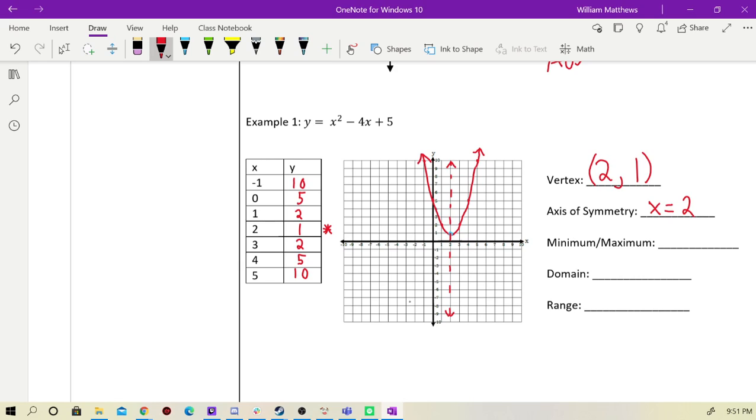Now in this case, we have a choice. We can either state that this is a maximum or a minimum. Since this has a low point, a valley, this is going to be a minimum. It will never get lower than that point, our vertex.